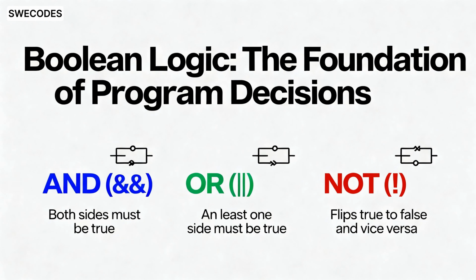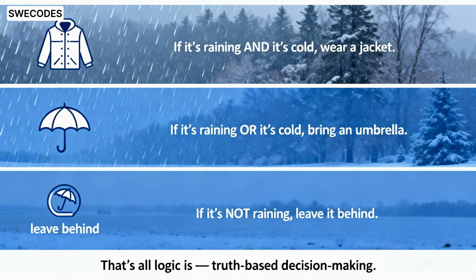You can combine Booleans using 3 logical operators. And. Both sides must be true. Or. At least one side must be true. Not. Flips true to false and vice versa. Example in plain English. If it's raining and it's cold, wear a jacket. If it's raining or it's cold, bring an umbrella. If it's not raining, leave it behind. That's all logic is, truth-based decision-making.